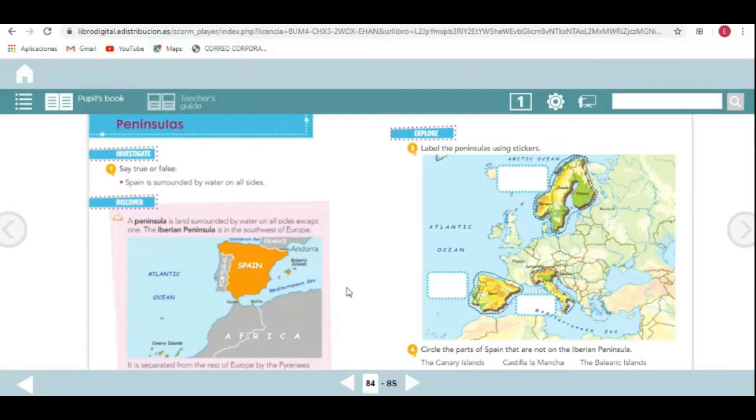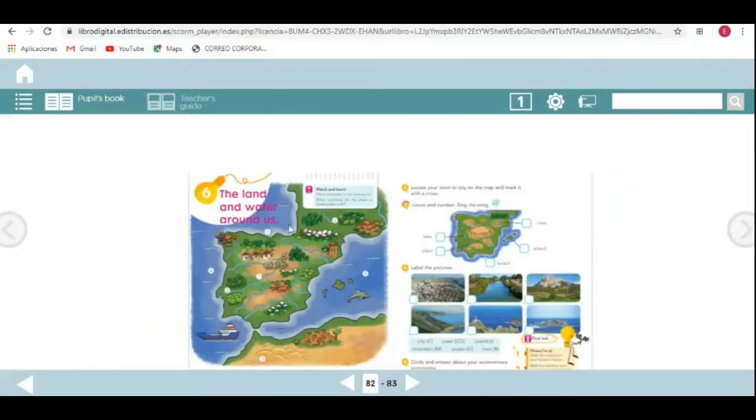The instructions say true or false. So what you had to do here is write true or false. The first one and the only one, sorry: Spain is surrounded by water on all sides. So what you have to do is look for a map. For example, I will show you this map. This is Spain.